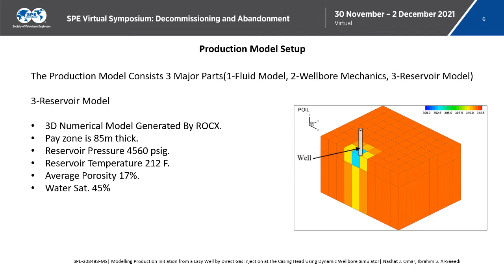The initial reservoir pressure of the reservoir under study is 4,500 psig, and the reservoir temperature is 212 Fahrenheit, and the average porosity is 17%. The well logs and near-well cased hole logs show a water saturation of 45%.